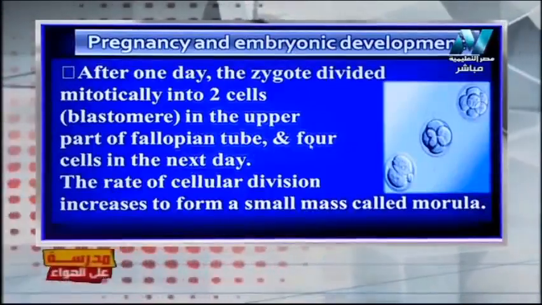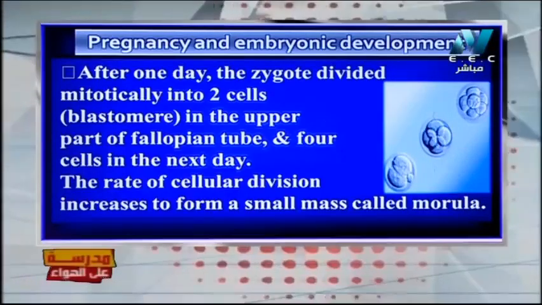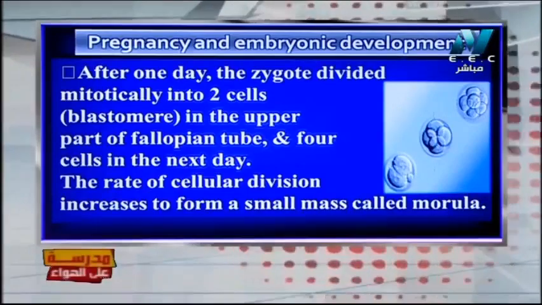طبعا after 1 day the zygote divided by mitosis into 2 cells which are called blastomere. يبقى الزيجوت اللي هو كان أوفم حصل لها fertilization، هنا بقى هتتقسم بعد 1 day هتبقى 2 cells. 2 cells بنسميهم blastomere at the upper part or at the first part of the fallopian tube. After 2 days or the next day the cells become 4 cells. The rate of cellular division increased to form small mass called morula.